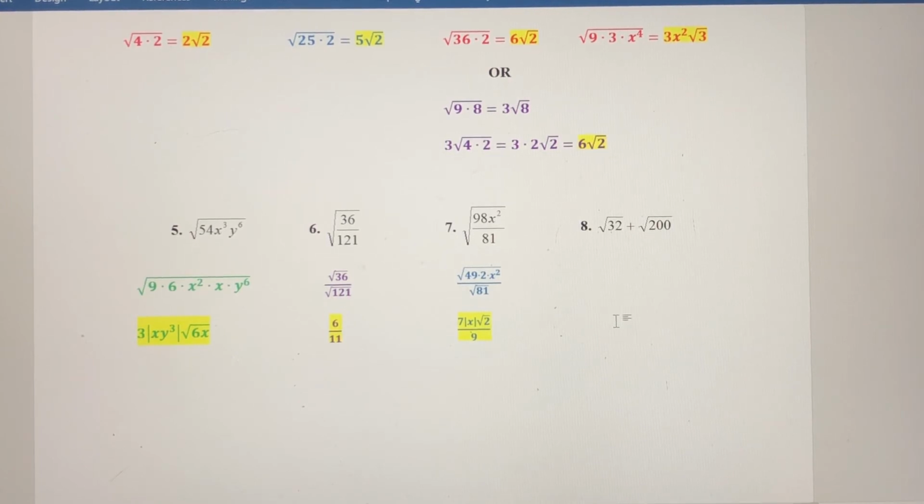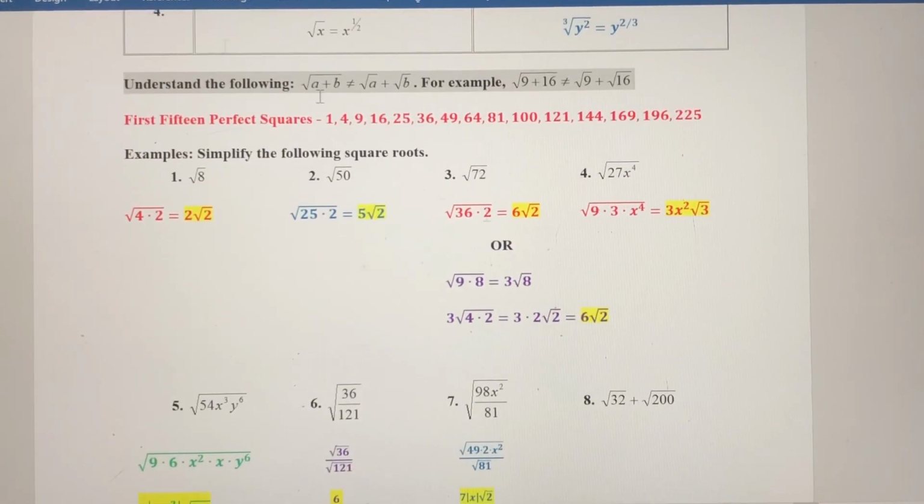Okay, number 8, let's scroll back up. Understand the following, okay? The square root of a plus b is not equal to the square root of a plus the square root of b, okay? So in number 8, I can't add these two together and say, oh, that's the square root of 232. That doesn't work that way, okay?